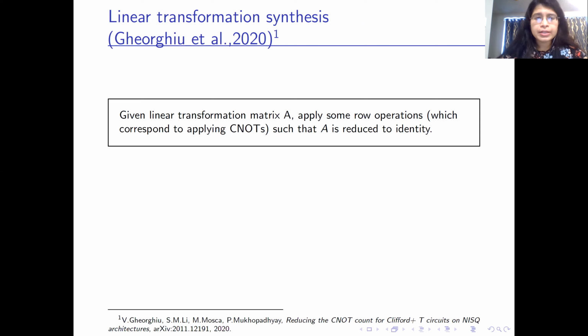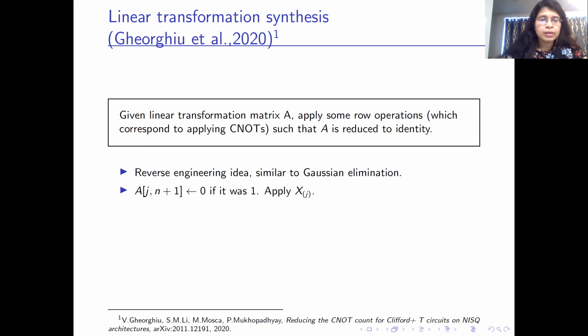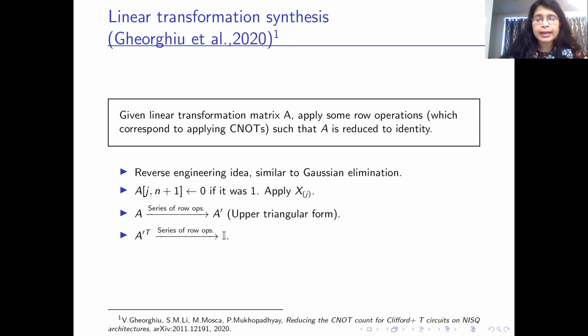Now, given a linear transformation matrix, we apply some row operations which correspond to applying CNOTs such that A is reduced to identity. We again follow a reverse engineering idea somewhat similar to Gaussian elimination. First, we look at the last column. If there is a 1, we flip it. We apply an X gate to that row. Then we apply a series of row operations such that A is reduced to an upper triangular form. We transpose this matrix and then again apply a series of row operations such that A' is reduced to identity. Each such row operation corresponds to the application of CNOT gates.